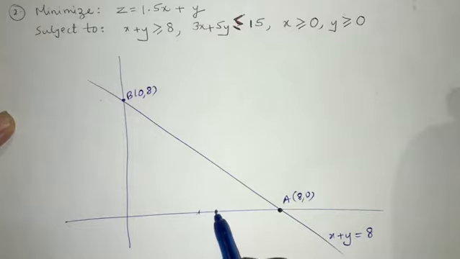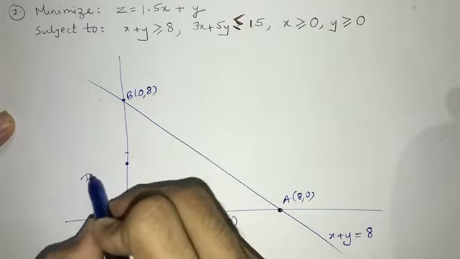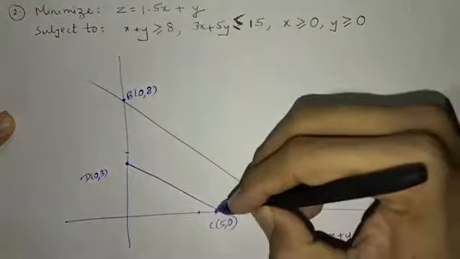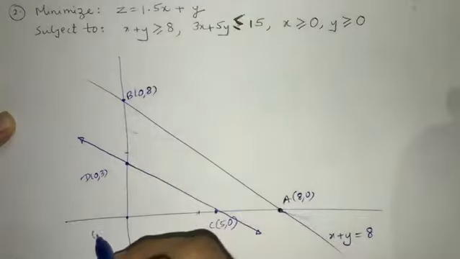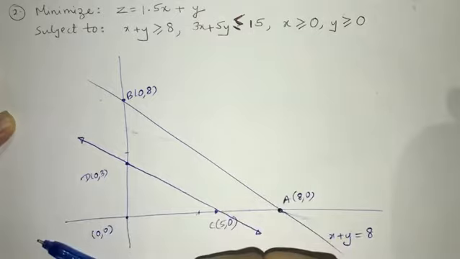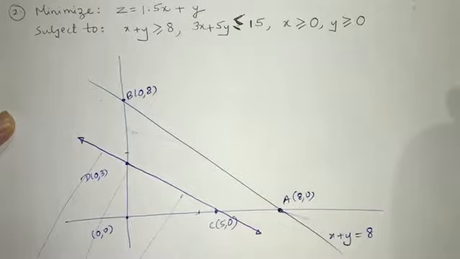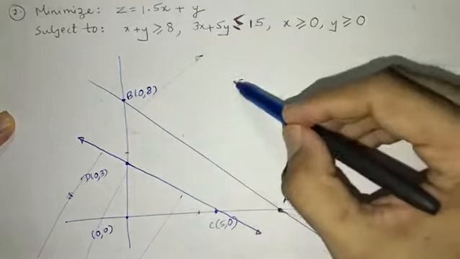For that, the intercept is 5, so we have 5 here. C is (5, 0) and D is (0, 3). For this, the solution is going to be the origin side, this side, and this other one is going to be the non-origin side.